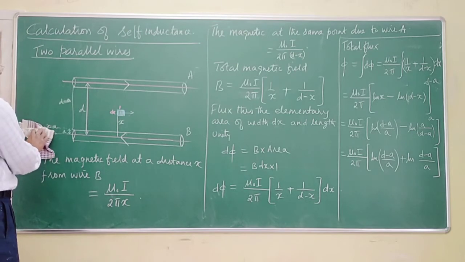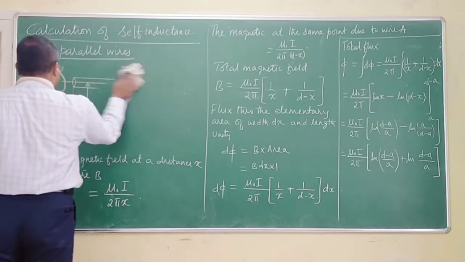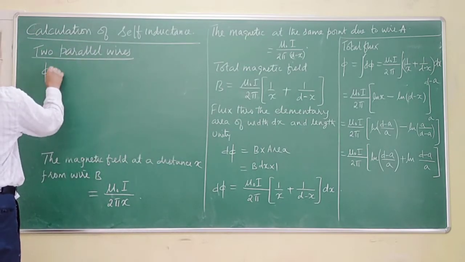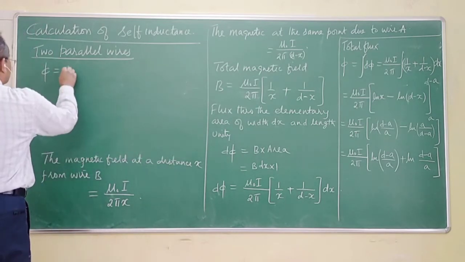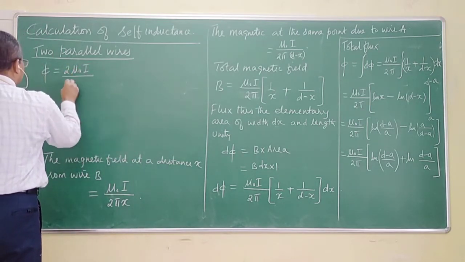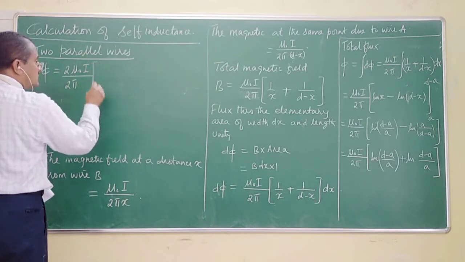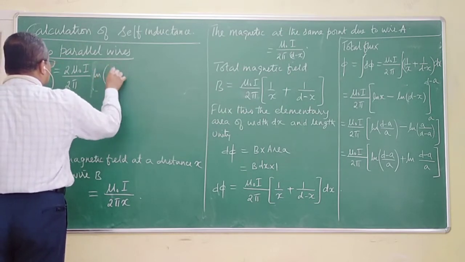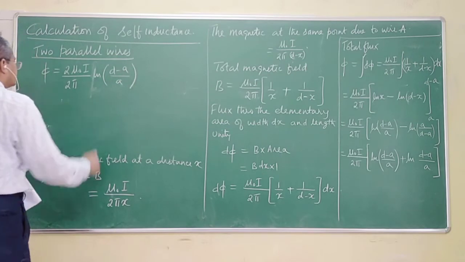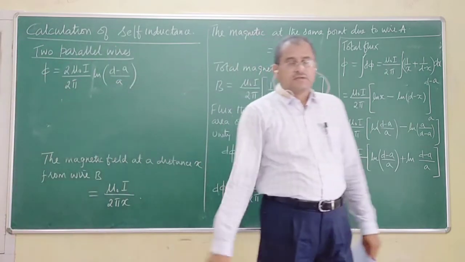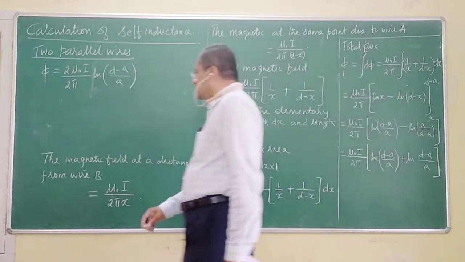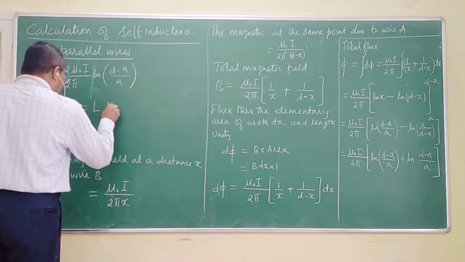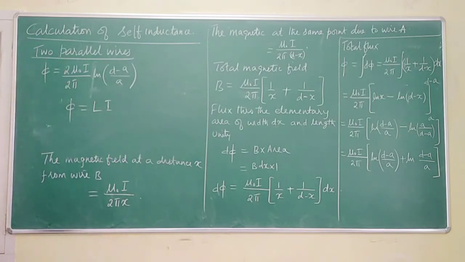Shall I rub this off, this part? Now if I add that, I will be getting phi is equal to 2 times mu naught I by 2 pi into ln d minus a by a. This is the flux I have got. Now from my previous class, I know flux, coefficient of self-inductance and current can be related like this: phi is equal to Li.